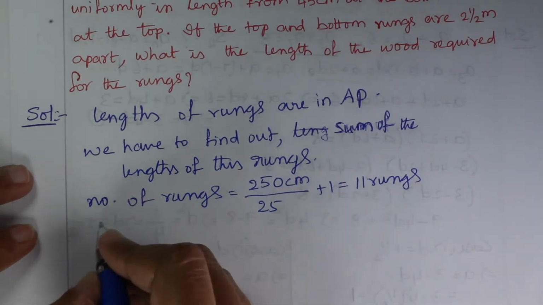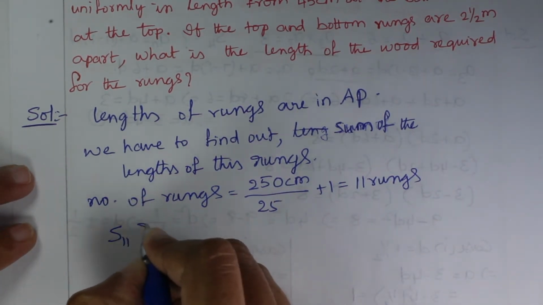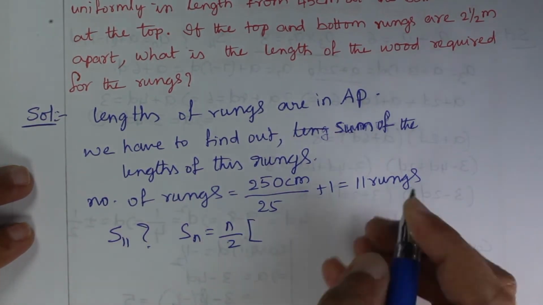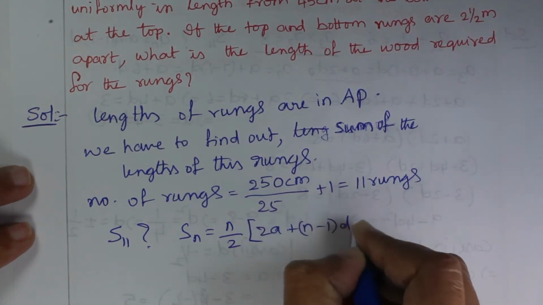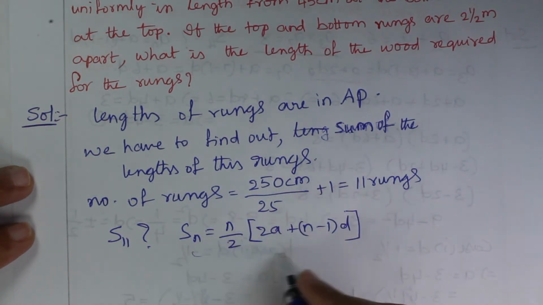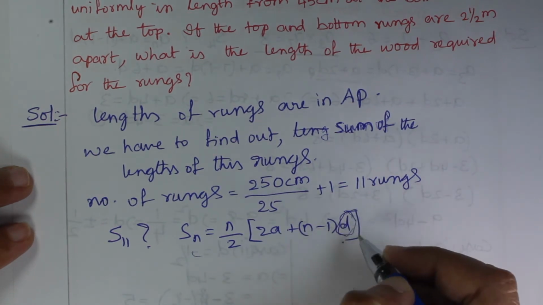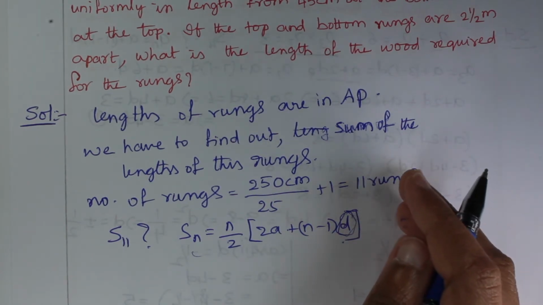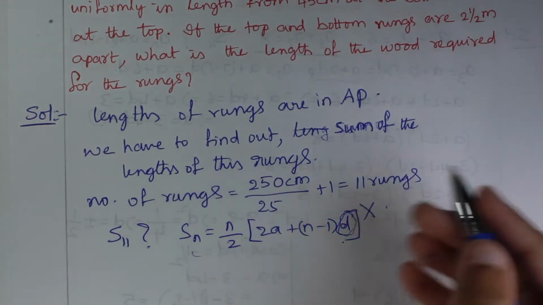Now I have to find out the sum of the 11 rungs, S11. We know the formula of Sn: Sn is equal to n by 2 into 2a plus n minus 1 into d. This formula is of no use here because we do not know the common difference. He said that the rungs are decreasing uniformly, but we do not know by how much the rungs decrease each time. So we will use another formula.